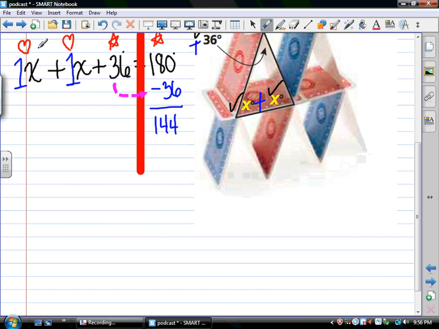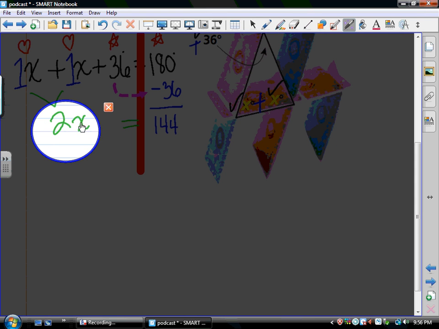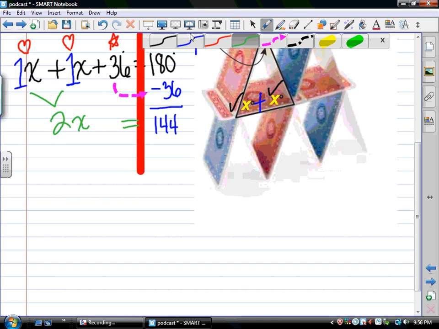I'm going to combine, put my parts together. 1x plus 1x. 1 plus 1 gives me 2. Roof, roof. Dog follows you everywhere you go. My equation now is 2x equals 144. When the 2 is touching the x, that means multiplication. The inverse of multiplication is, excellent job, division. We write division with a fraction bar.